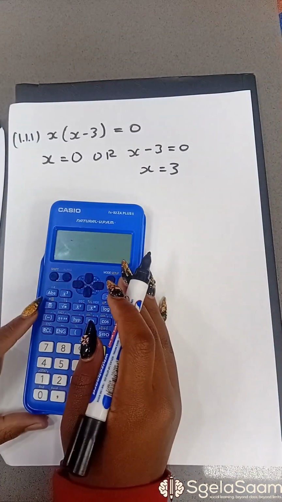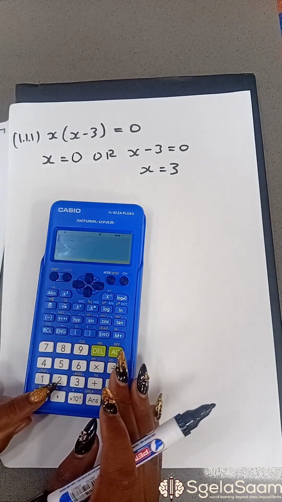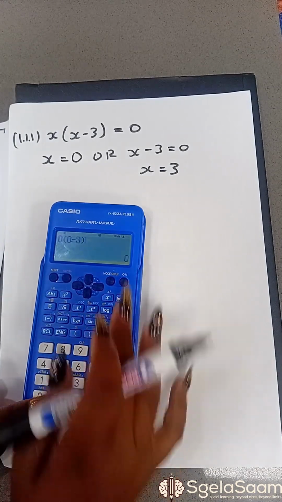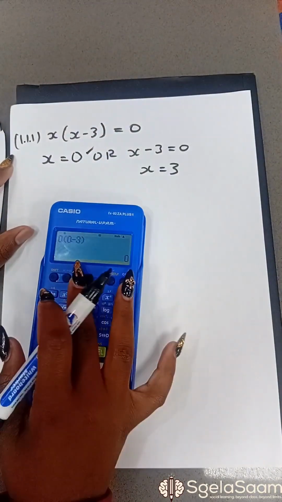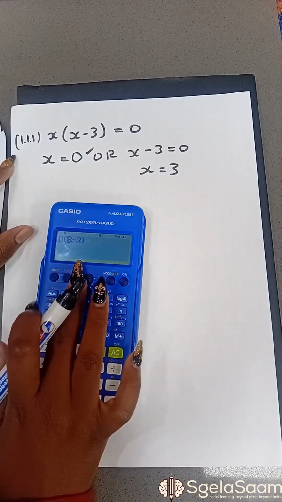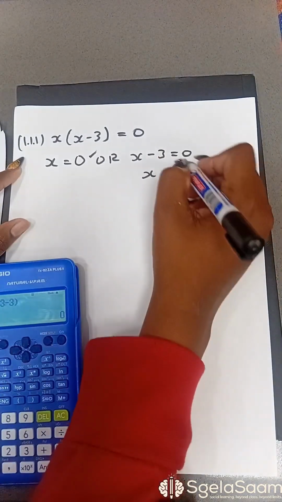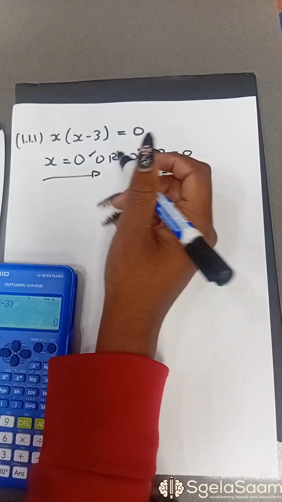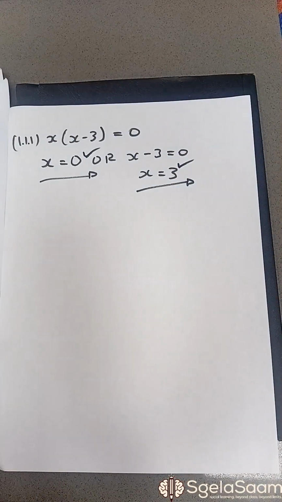Let's test it. If we say x is 0, then 0(0 - 3) must be equal to 0, and that is true. So that is correct. And then if we take x to be 3, it's equal to 0. It's also correct. So that is our 2 marks. You get a mark there, you get another mark there.